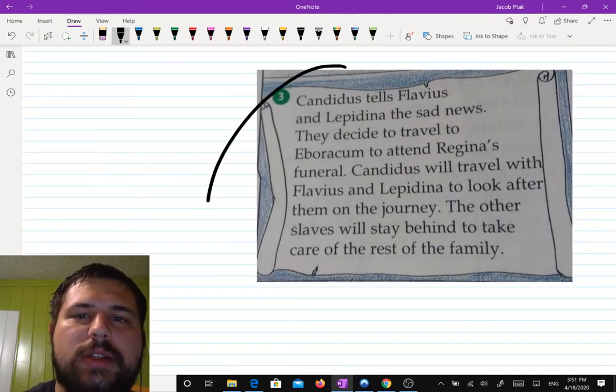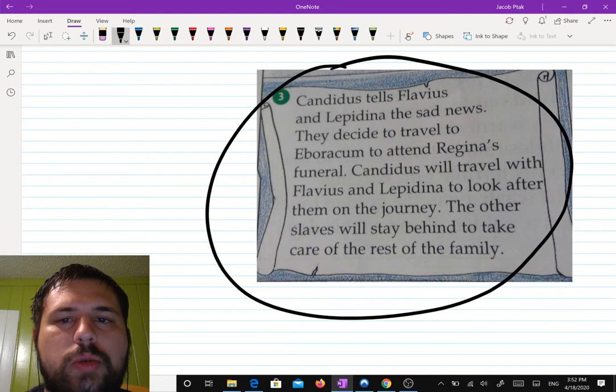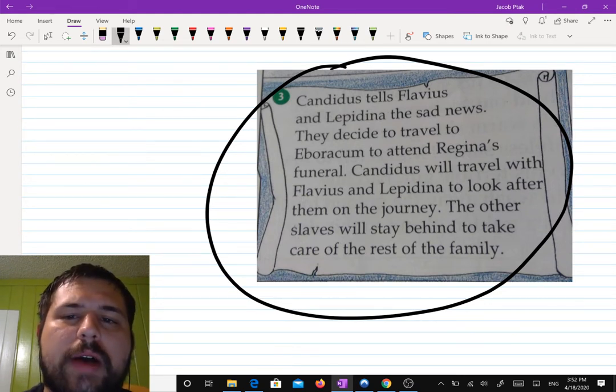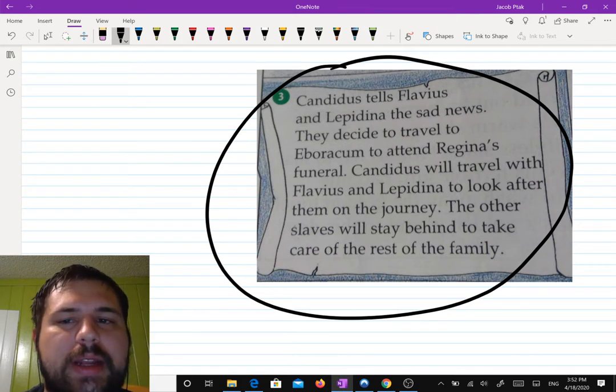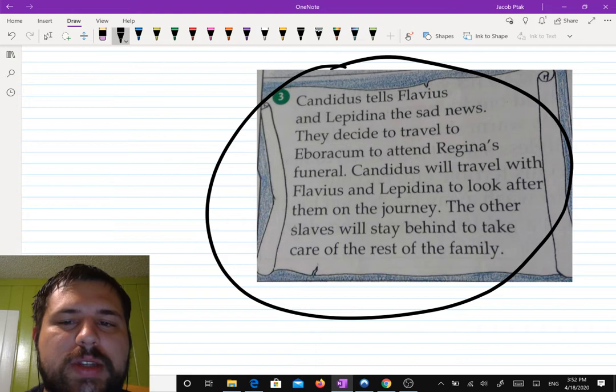Candidus tells Flavius and Lepidina the sad news. They decide to travel to Iboracum to attend Regina's funeral. Candidus will travel with Flavius and Lepidina to look after them on the journey. The other slaves will stay behind to take care of the rest of the family.